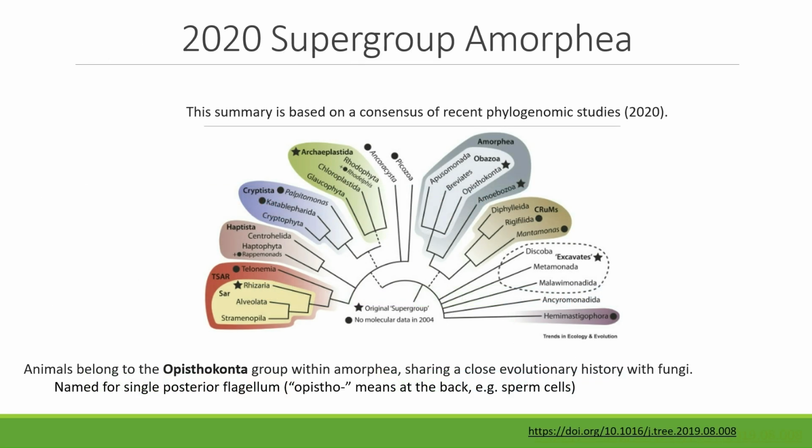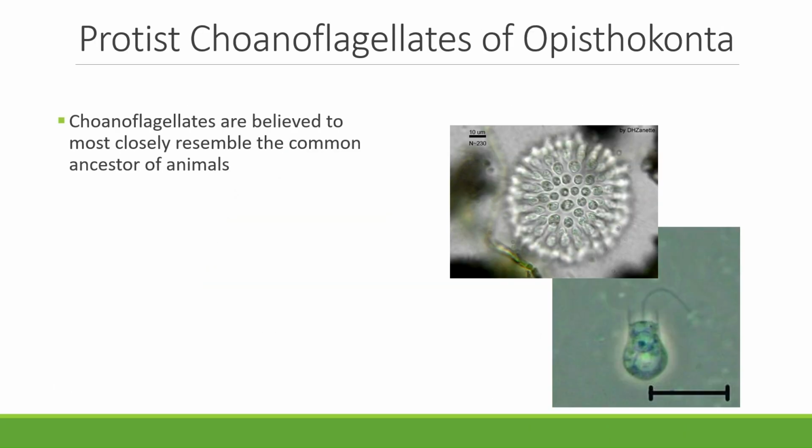Animals belong to the supergroup Amorphea. Within Amorphea, animals fall into a clade called Opisthokonta. The reason this matters is evolution. Animals share a more recent common ancestor with fungi than they do with plants. That means when we trace the animal lineage backward, we do not arrive at something plant-like. Instead, we arrive at something more closely related to certain protists and fungi.